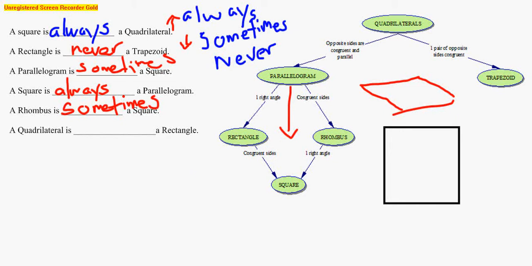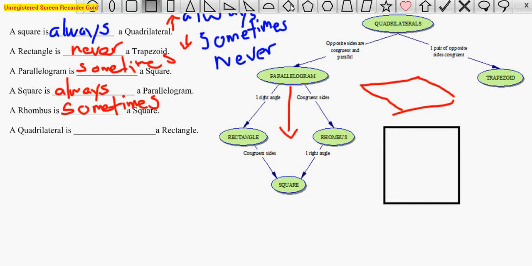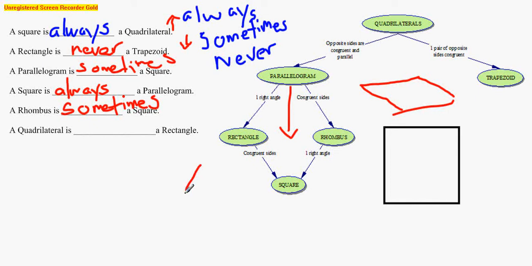Let's see if I can do an example of a rhombus. I don't see one up here, but a rhombus could look something like this. Let me see if I can draw one. It could look kind of like a diamond. We don't like to use the word diamond in math, but it could be a diamond. Basically all these sides would be the same. That's not a square because it doesn't have right angles, but it's a rhombus. But if I look at this square over here, a square has all sides congruent, so it is a rhombus. So it doesn't always have to be a rhombus, but it sometimes is.